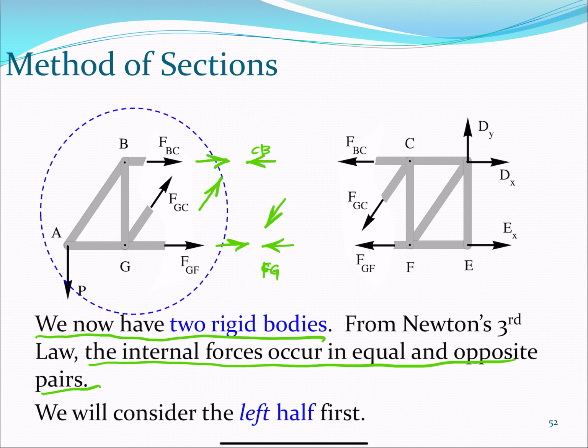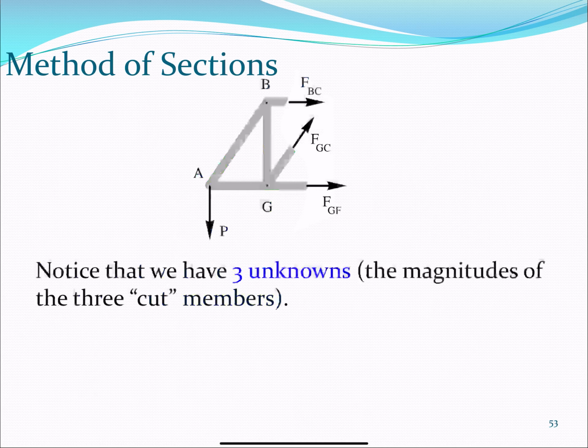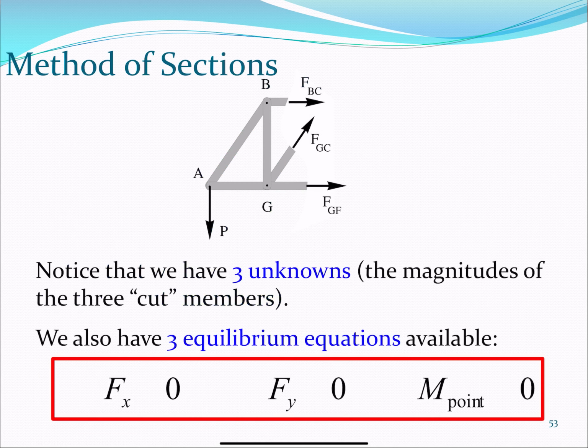And then we can solve for any half we want. Suggestion: choose the half in which you have three unknowns, because then you have three equilibrium equations and you can actually use them. So if we choose the left hand side, we have three unknowns, the forces in the cut members, and then you have three equilibrium equations: sum of forces in x equal to 0, sum of forces in y equal to 0, and sum of moments at a point equal to 0. We recover our moment equation when we do this.